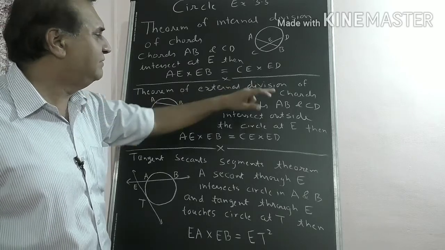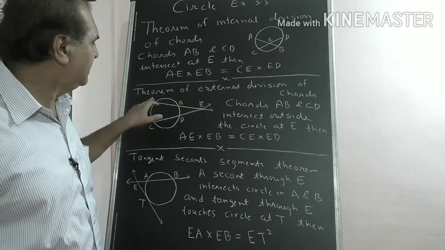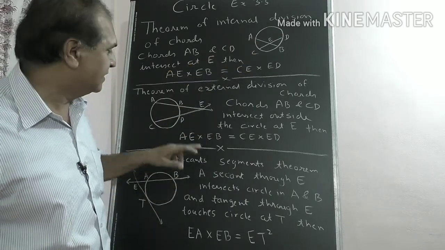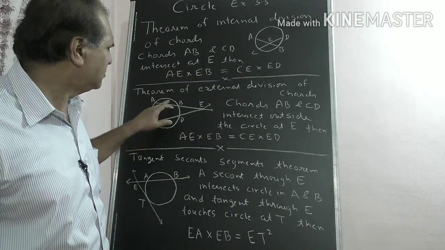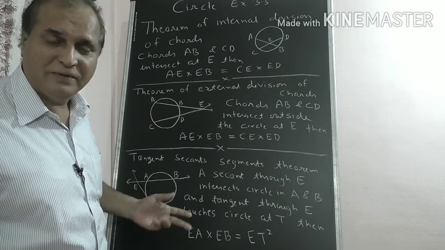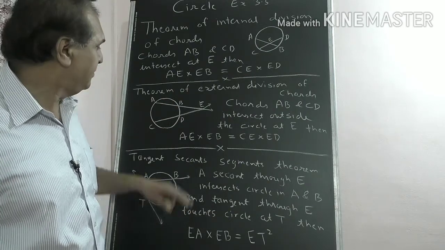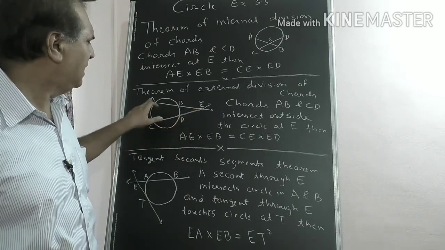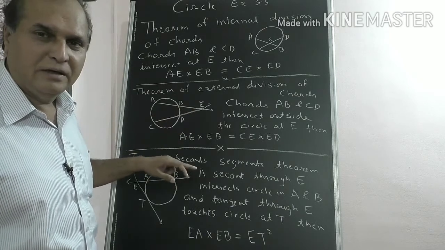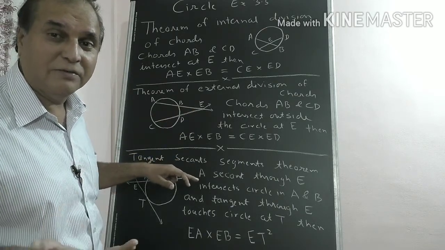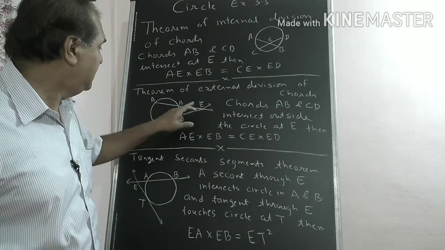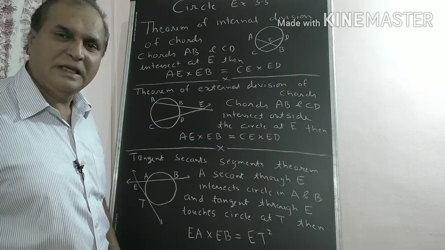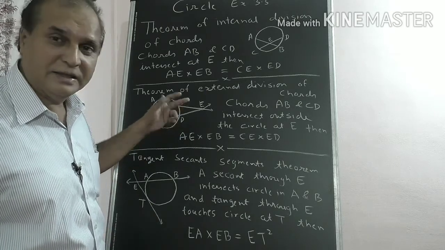Similarly, the second theorem: theorem on external division of chords. Here chords are intersecting outside the circle. Earlier, chords were intersecting inside the circle. Same formula. Suppose the chords are AB and CD; names might be different in sums. AB and CD intersect at E outside the circle. So same formula: AE into BE, E is always there, the point of intersection, equals CE into DE. This is the formula, the same whether chords intersect inside or outside.